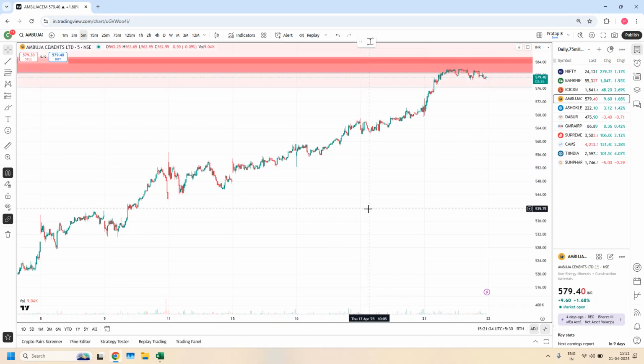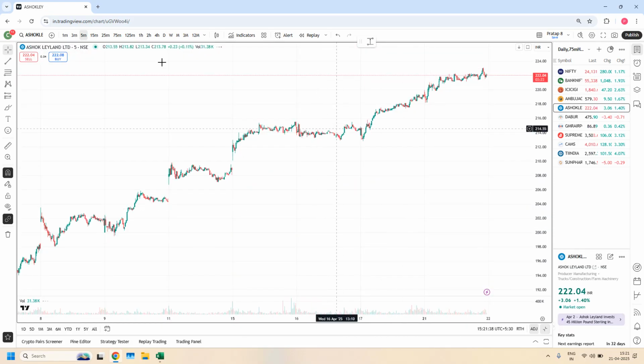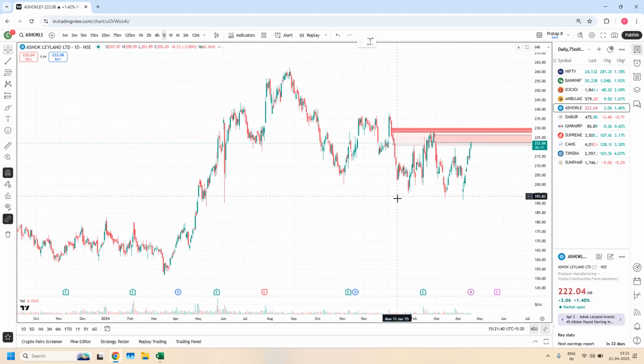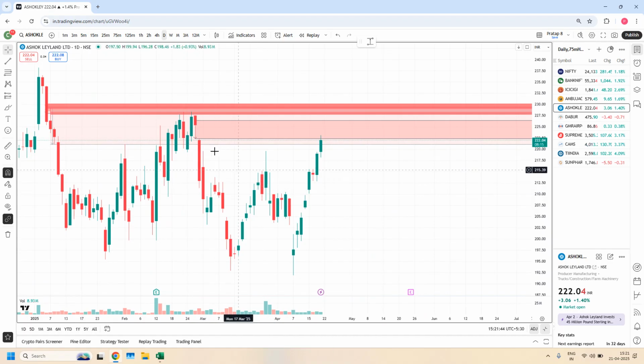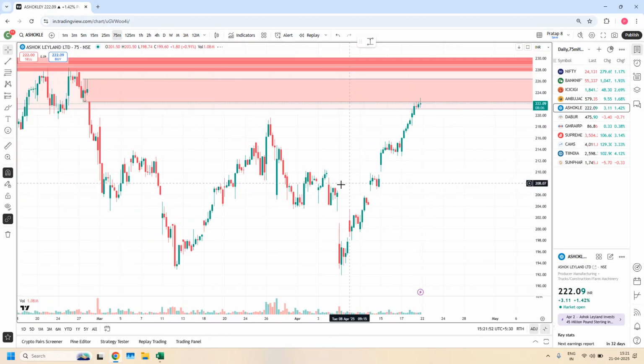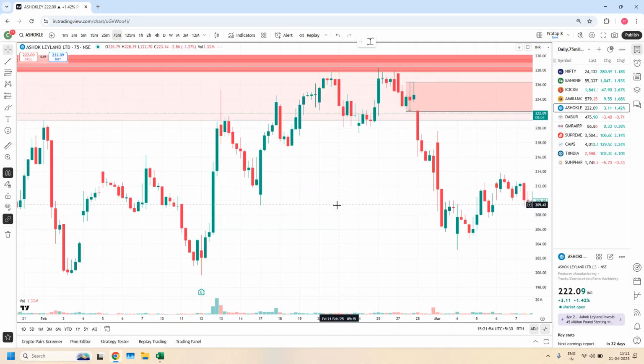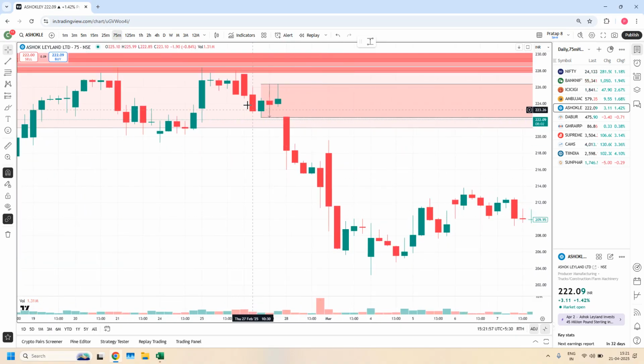Ambuja we already discussed, Ambuja Cements. Next one is Ashok Leyland. Ashok Leyland, this is a drop, 2 base candles and a drop. So I want to fine tune with the 75 minutes time frame. Go to 75. Here you have a 75 minute zone. Have a drop, 3 base candles, and again a drop with hidden body.